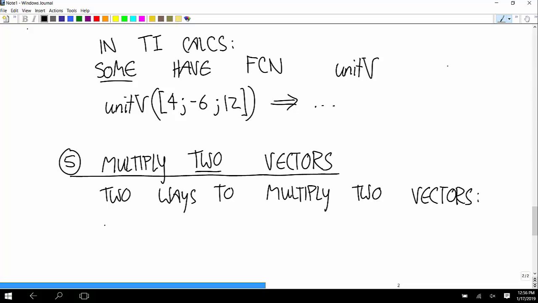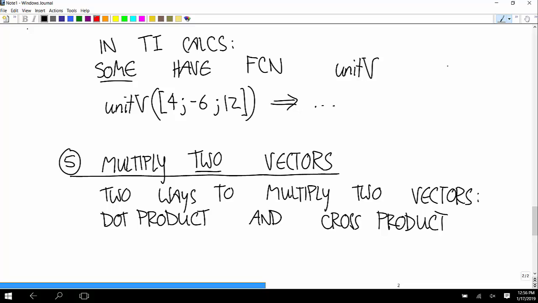The first one is dot product. And the second one is cross product. And the dot product, when you multiply two vectors together, you get a scalar output. So the result of multiplying two vectors is just a number. And the cross product, when you multiply two vectors, you get another vector out.